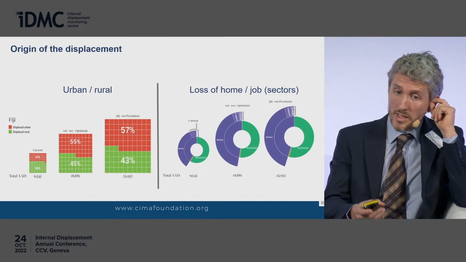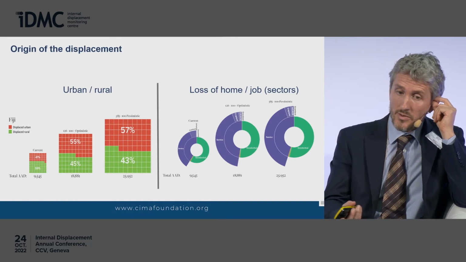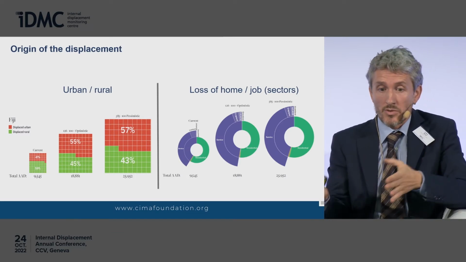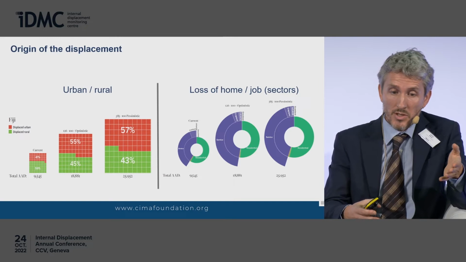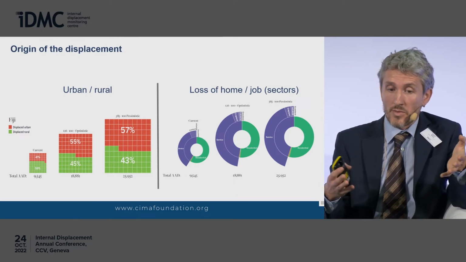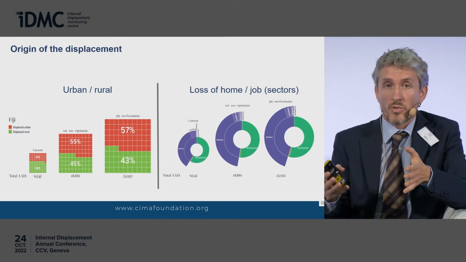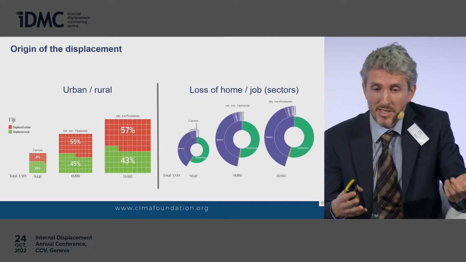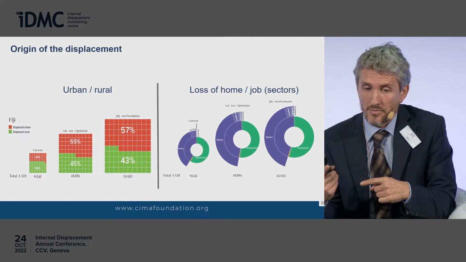But also we can know the origin of displacement, whether those people that are displaced come mostly from an urban environment or rural environment. We see that, for example, in Fiji, around 40% are now coming from an urban environment, so most of the people are coming from a rural environment, but in the future it will be the other way around.